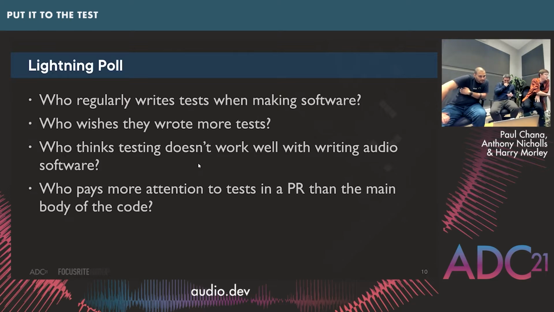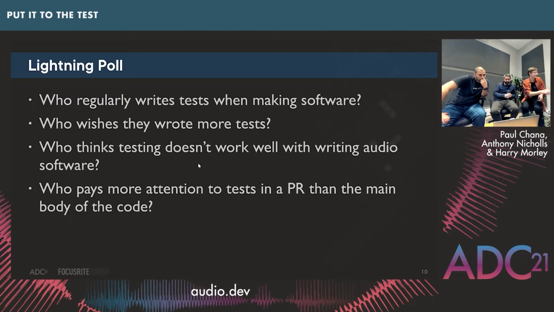So who pays more attention to tests in a pull request than the main body of the code? Oh yeah, sorry, we should have expanded that. No, I think, to be honest, personally, I would agree with that as well. I should probably read the tests more.